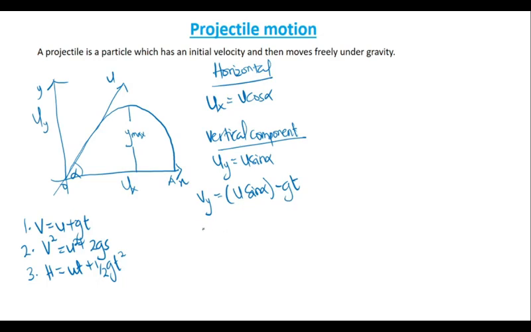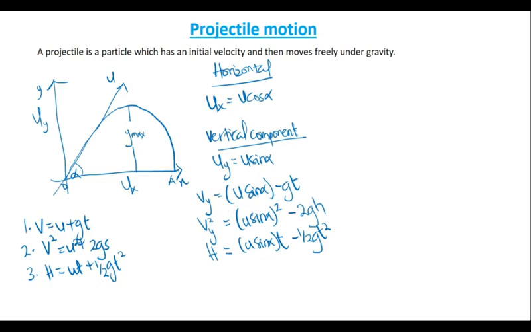Then we have our final velocity squared again, Vy squared, is equal to u sine alpha, the initial velocity over here, squared, minus 2gh. Then we have the final one, which is h, the height, is equal to u sine alpha t minus half gt squared. So these three equations are what we use in solving problems on projectile motion.